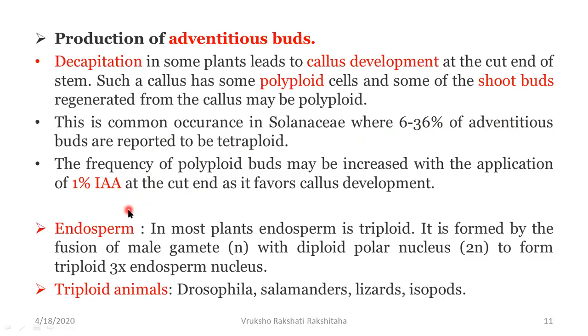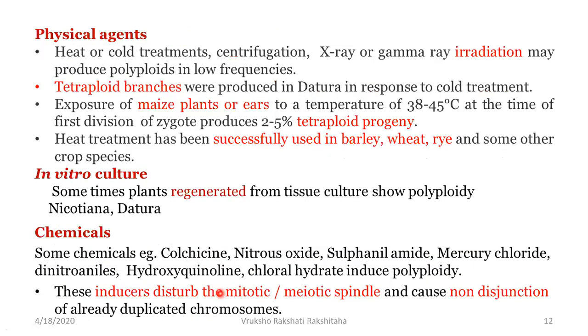Now, the other spontaneous occurrence is in the endosperm. You are aware that in angiosperms the endosperm is triploid. In most plants, the endosperm is formed by the fusion of the male gamete n with the diploid polar nucleus, that is 2n, to form the triploid 3x endosperm nucleus. Now, there are some triploid animals also, for example, Drosophila, salamanders, lizards, and isopods.